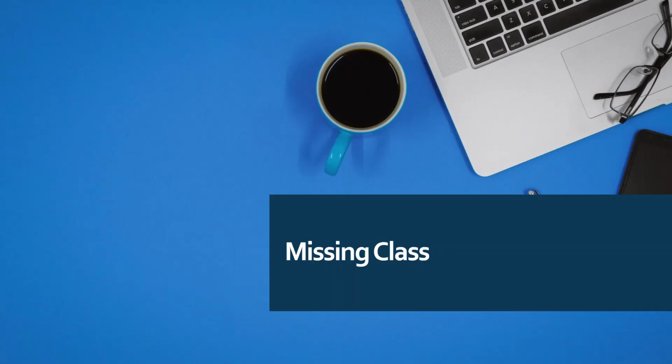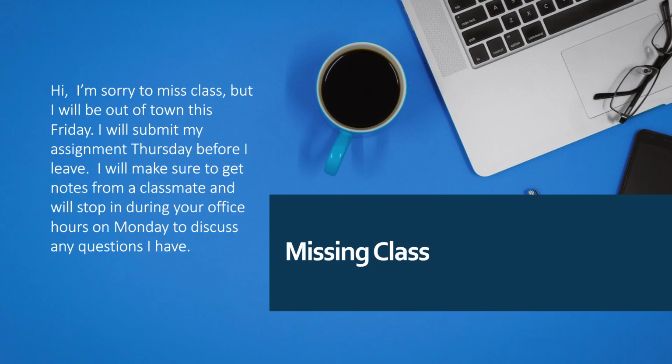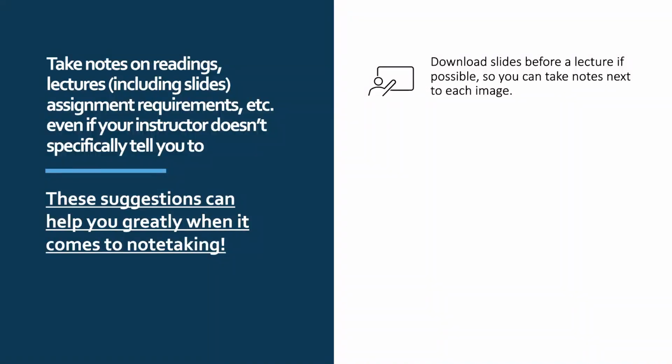If you need to miss class, let your instructor know ahead of time if possible, in person or via email. Make sure to ask about anything that will be or was missed. Turn in homework ahead of time if it's a planned absence, or turn in homework as soon as possible after a missed class. Another thing you can do is use a note-taking method.